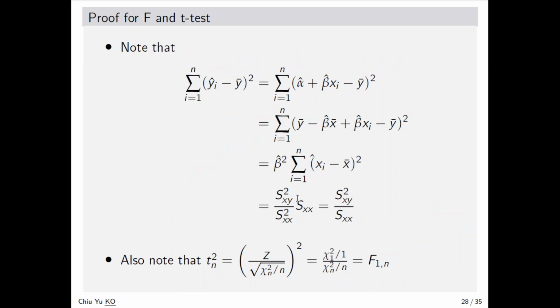So that's why this is equal to this, and this is exactly the F, because t with n degrees of freedom is equal to a standard normal Z over the square root of a chi square with n degrees of freedom divided by n. So t squared is Z squared, which is a chi square with 1 degree of freedom divided by 1, over the chi square divided by n. And this is an F distribution with degrees of freedom 1 and n. So that's how we cover the relationship between the F test and the t test here. Okay, that's the end of this part.